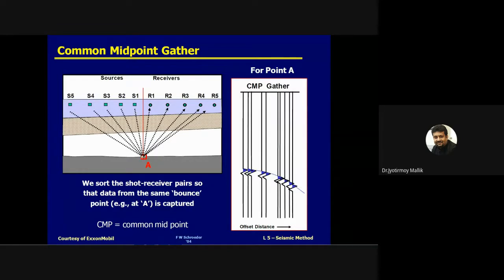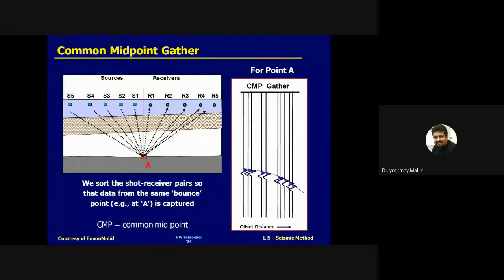Now let us say I have this point A, and I design my experiment in such a way that I have a series of sources and receivers which are exactly trying to image point A. This point A is called the common midpoint. So I have pairs of source and receiver put like this, and I am trying to image this point A, which is called the common midpoint.